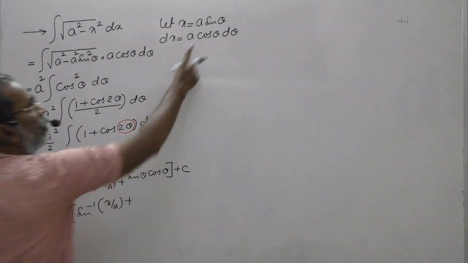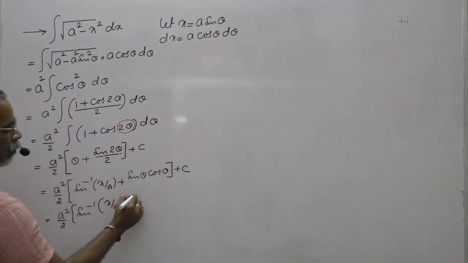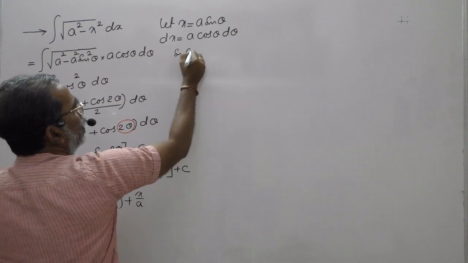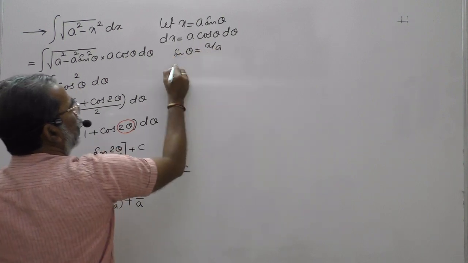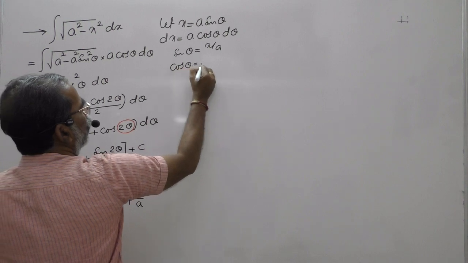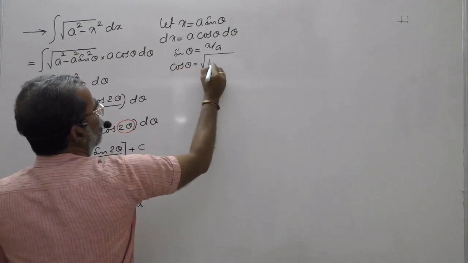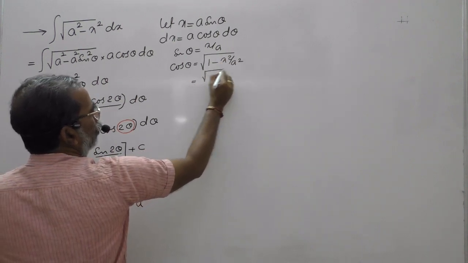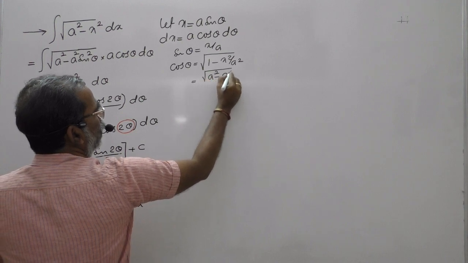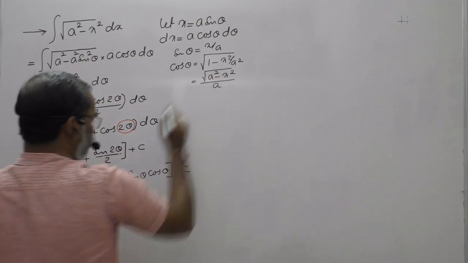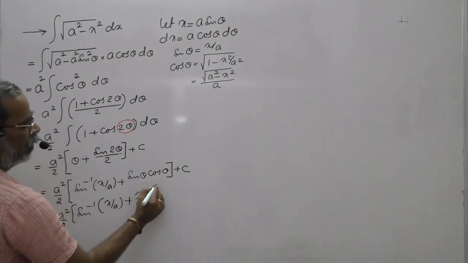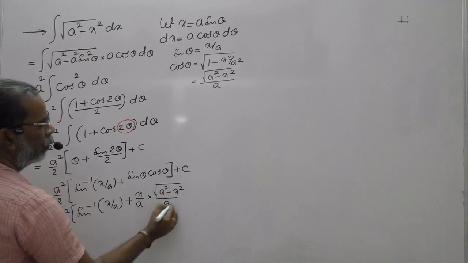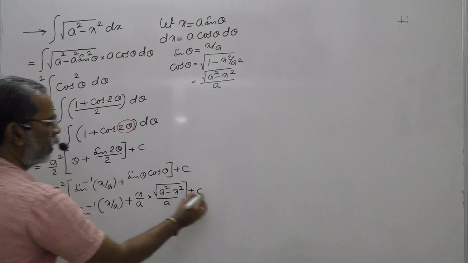plus sin theta. What is sin theta? X by a. Cos theta, what is here? Here sin theta is x by a, no? Therefore, if you know sin theta, you can write cos theta. Cos theta is root of 1 minus sin square theta, which is nothing but root over a square minus x square by a. So, in place of cos theta, I can write root over a square minus x square by a, plus c.